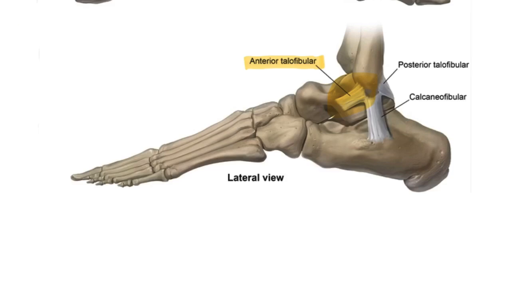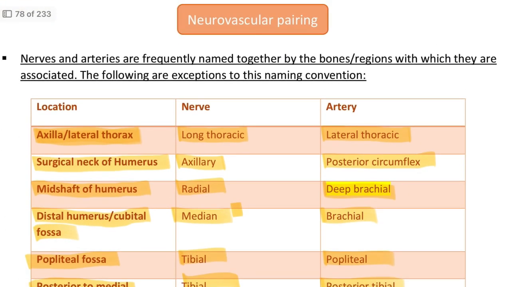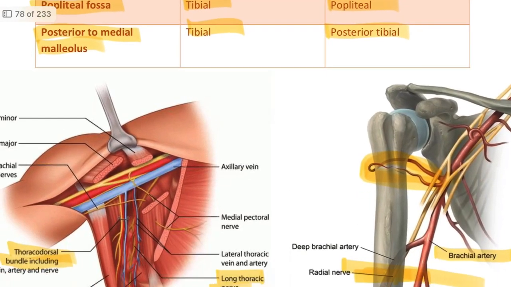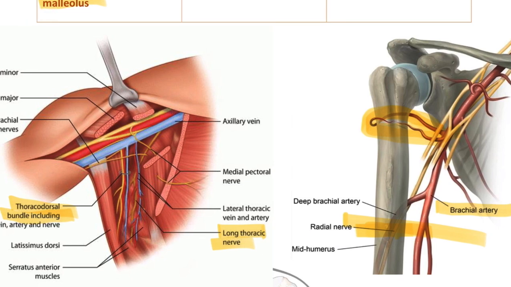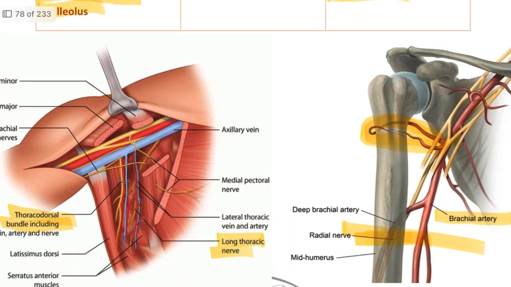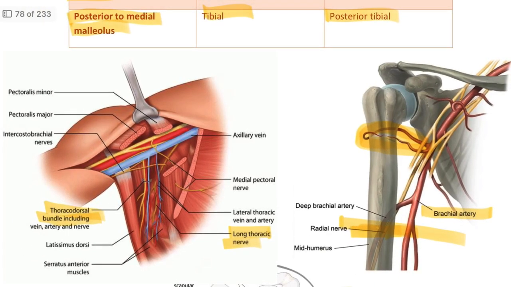Okay, next one, to wrap up neurovascular pairing. Neurovascular pairing is a high yield concept for exams and clinical safety. That's why I am mentioning it and focusing on it here. We have to remember the exceptions like the axillary nerve with the posterior circumflex artery, and the radial nerve with the deep brachial artery. Always evaluate pulse and nerve function in trauma or surgery near those regions.